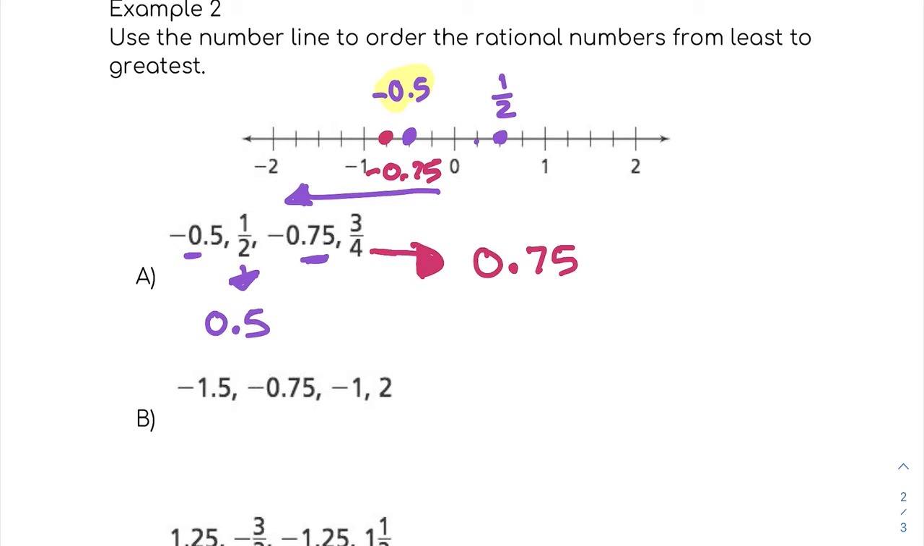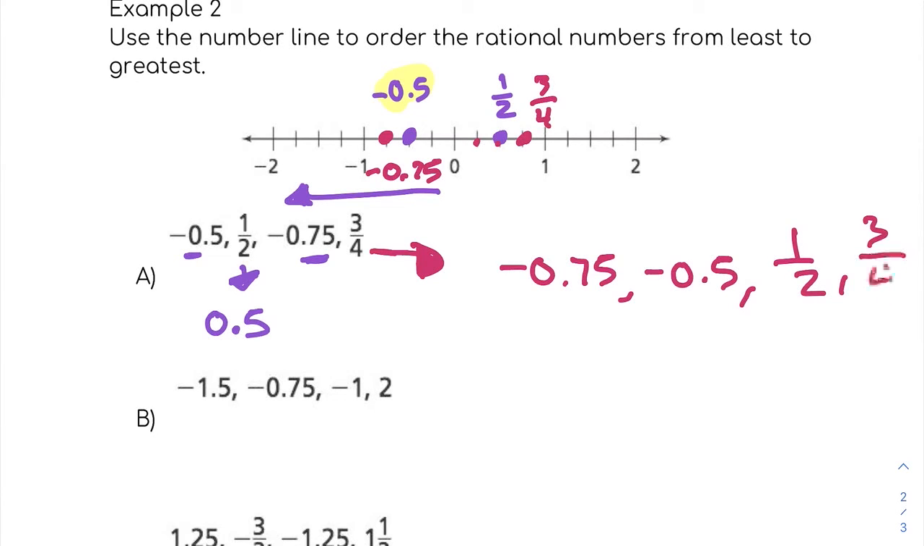If it's easier to just use our tick marks, we know it's in between 0 and 1 because we don't have a whole number there. And we know it is going to be the third tick mark. So 1, 2, 3. So 3/4. So using our number line, we can go ahead and order these from least to greatest. So our order from least to greatest would be negative 0.75, negative 0.5, 1/2, and 3/4.